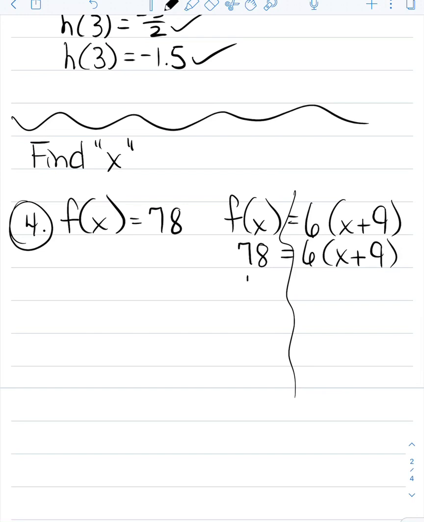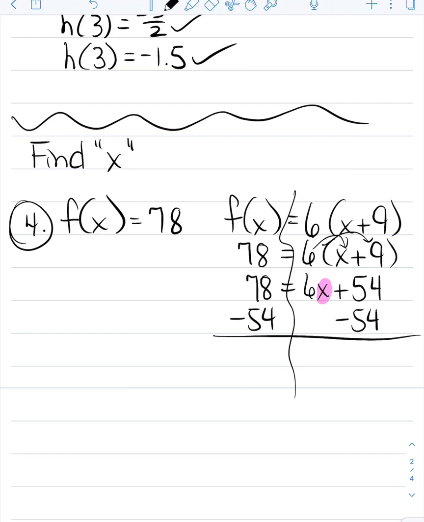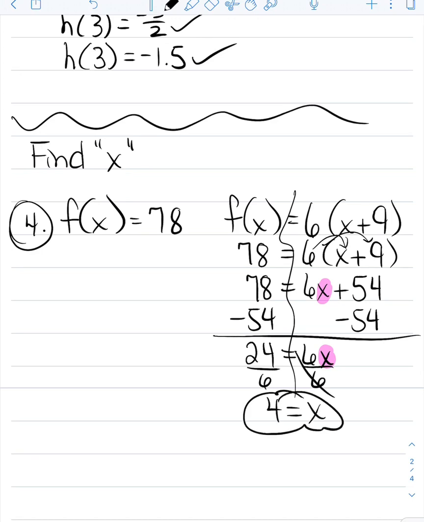So first I notice I have the distributive property, so 78 equals 6x plus 54. Next I need to isolate my x, so I'm going to subtract 54 from both sides. So I get 24 equals 6 times x, and then I still need to divide both sides by 6 to isolate the x. So x equals 4. So when f of x is 78, x is 4.